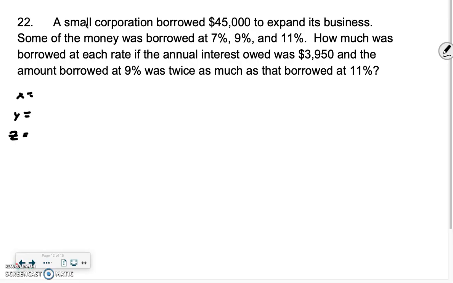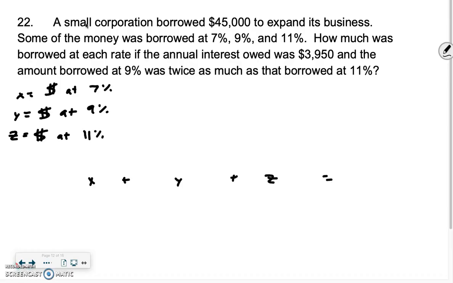So I'm going to just use X, Y, and Z. I'm going to let X be the amount of money that was borrowed at that first 7%. Y is going to be the amount borrowed at that 9% rate. And Z is the amount borrowed at the 11%. So fortunately, what tends to happen in these types of problems is usually one of the equations of the system is really easy to find. The first one is that we're borrowing a total of $45,000. So X plus Y plus Z, that's going to be $45,000.